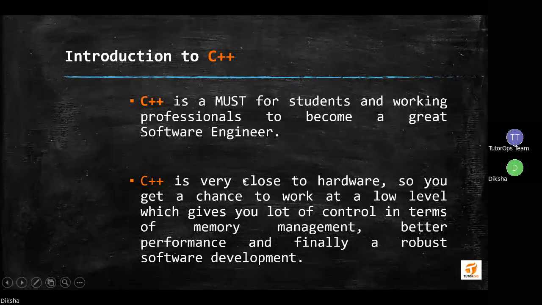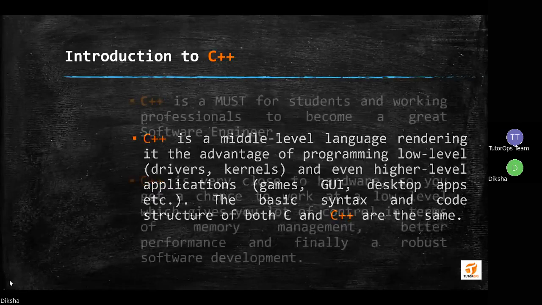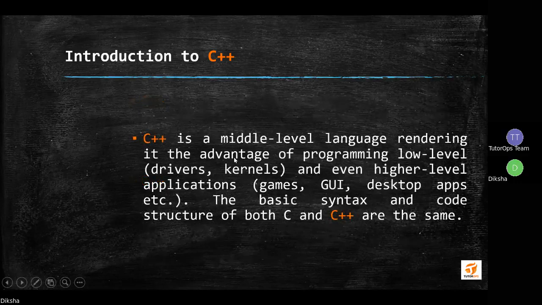And C++ is very close to hardware. So you get a chance to work at the core level, which makes you the master of the software you create by managing the memory as well as its efficiency. So C++ is regarded as a middle level language. Now, what is it? It comprises a combination of both high level and low level language features. It is a superset, actually, superset of what?